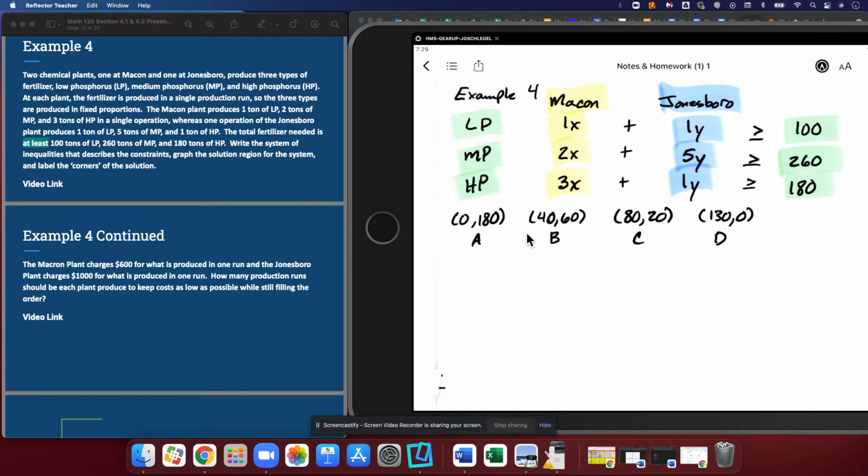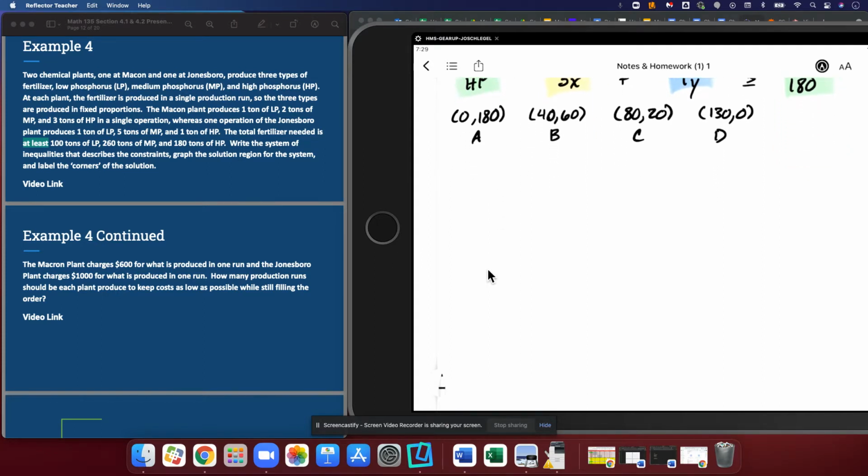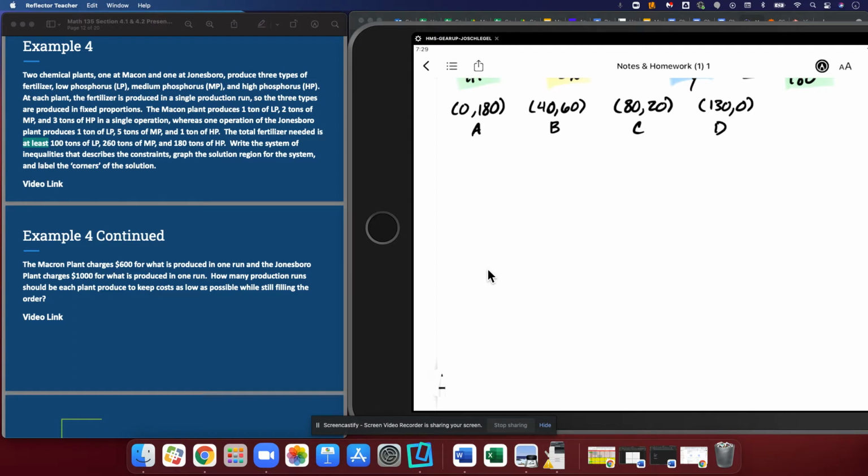So in each of these three instances over here, everyone, the order gets filled. All of these are going to have a different cost associated with them. We are doing business. We want to find the cheapest cost possible.